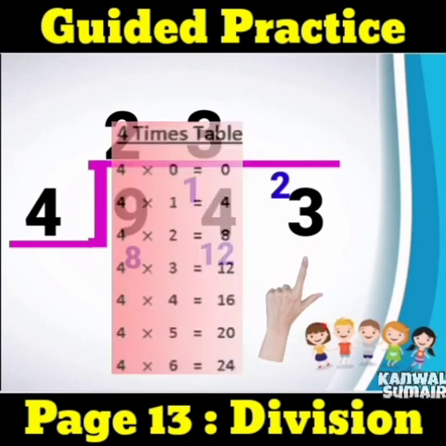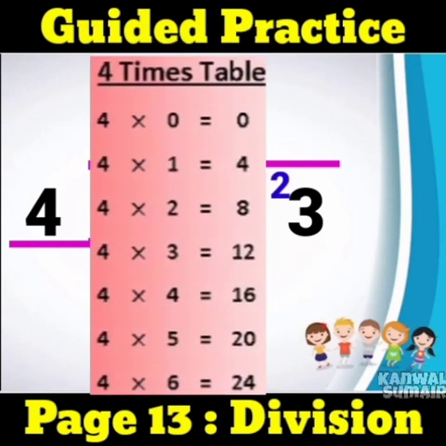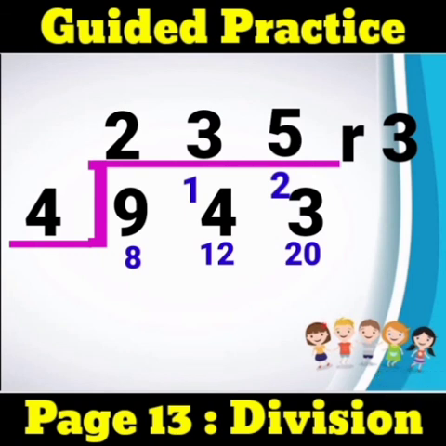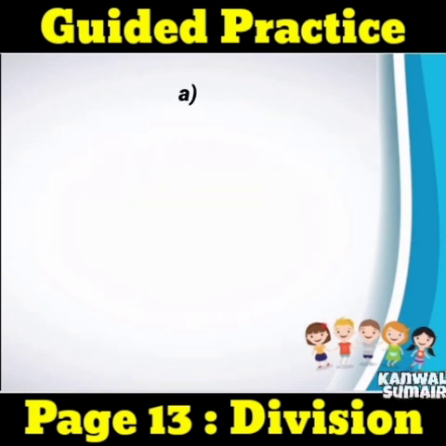23 doesn't come in the 4 times table. The smaller number which comes is 20. 4 times 5 is equal to 20. Now do subtraction here. 23 minus 20 is equal to 3. So 3 is the remainder. It means 943 is not exactly divisible by 4 because it has something left over. It has a remainder.